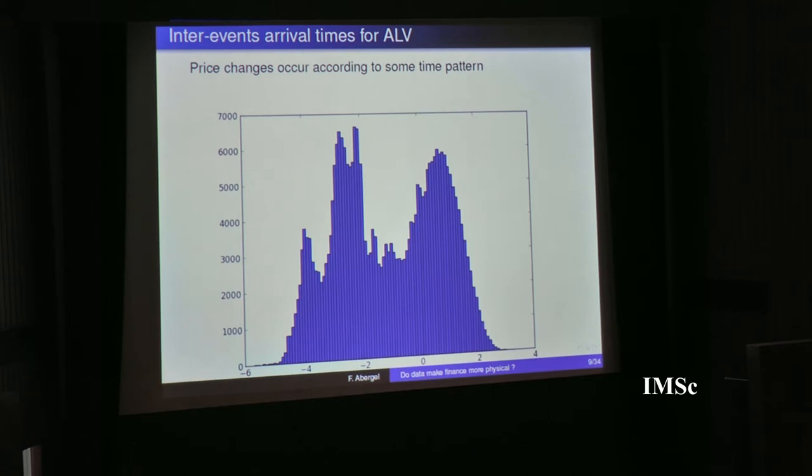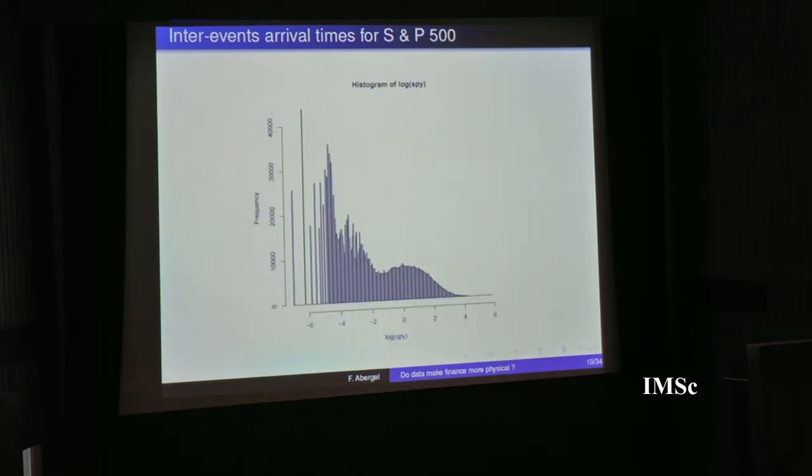and ALV is just some stock on the European bourse, Deutsche Bourse. What you see here is clearly a bimodal distribution, which means that there are several timescales occurring in this price change process. Essentially, there's a peak around 10 seconds, and then there's a peak around 10 to the minus 3 second. Yeah, maybe 10 to the minus 2. I have some parallax here. Yeah. So that means that, and this is a very typical behavior.